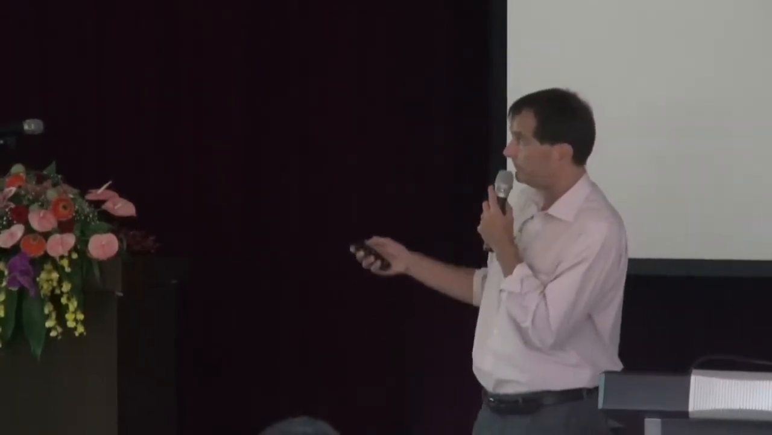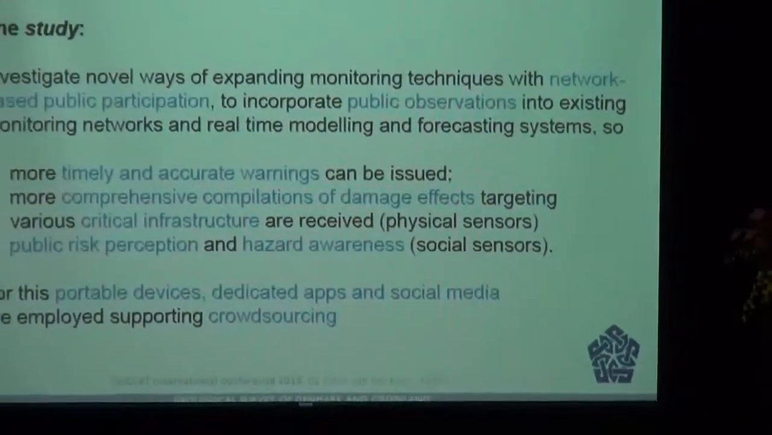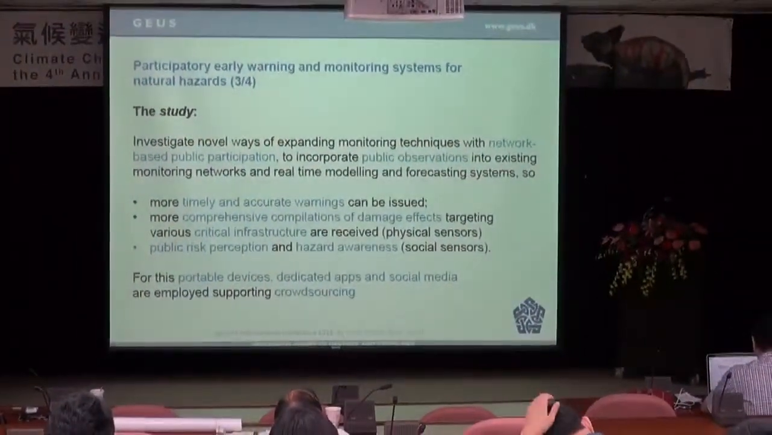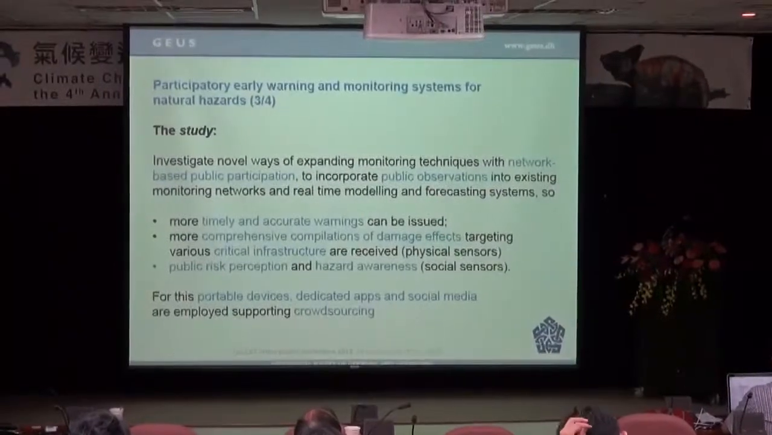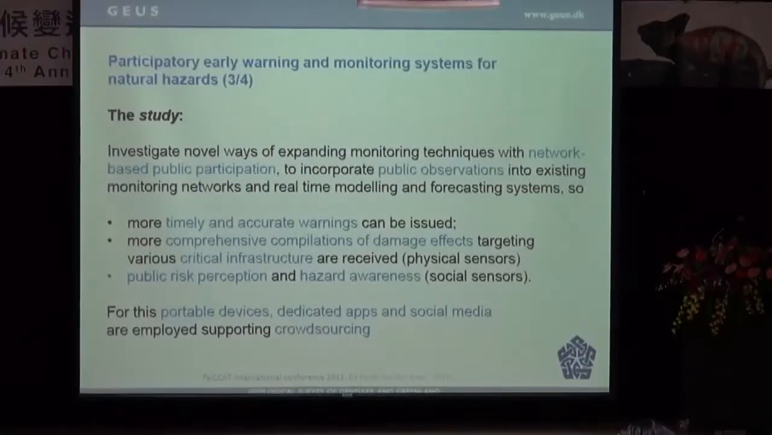So the network-based public participation is the main issue here. We have public observations. There may be physical information or maybe social information, and you submit that to a central system which updates the early warning system. That's basically the idea, and that will give you more timely and accurate warnings, and a much more comprehensive combination of damage effects, especially regarding critical infrastructures.